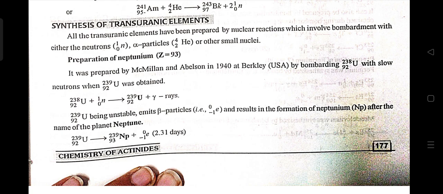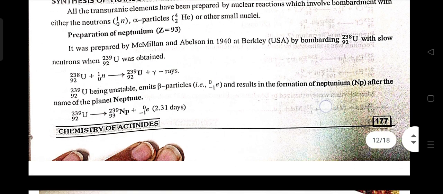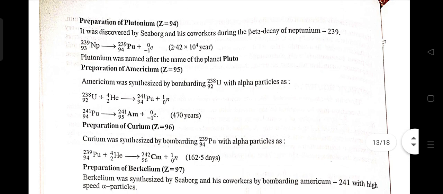Synthesis of transuranic elements. All the transuranic elements have been prepared by nuclear reactions which involve bombardment with either neutrons, alpha particles or small nuclei. Neptunium was prepared by McMillan and Abelson at Berkeley, USA, by bombarding uranium with slow neutrons, when a uranium isotope was obtained. Preparation of plutonium. It was discovered by Seaborg and his co-workers due to the beta radiation of neptunium. Plutonium was named after the planet Pluto.